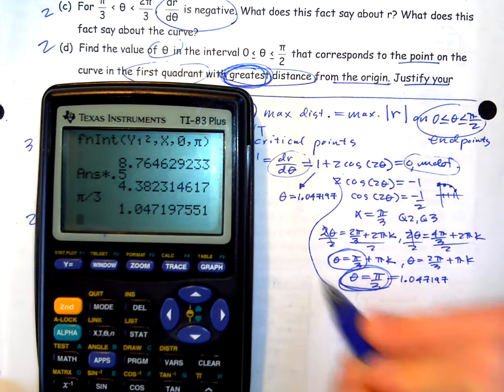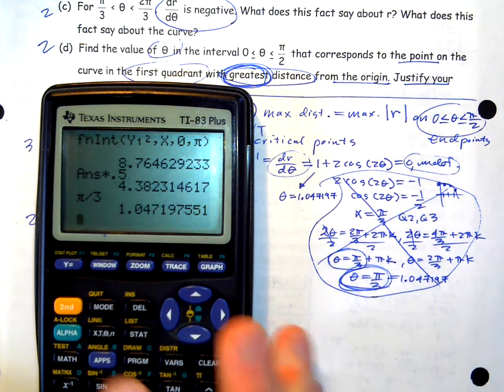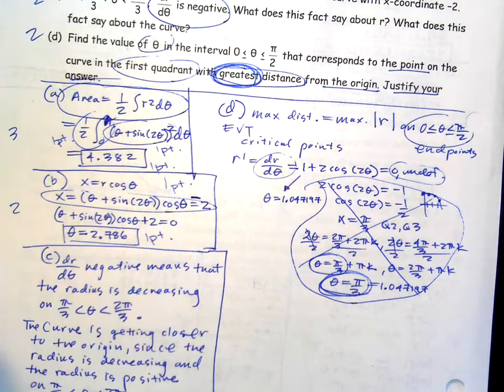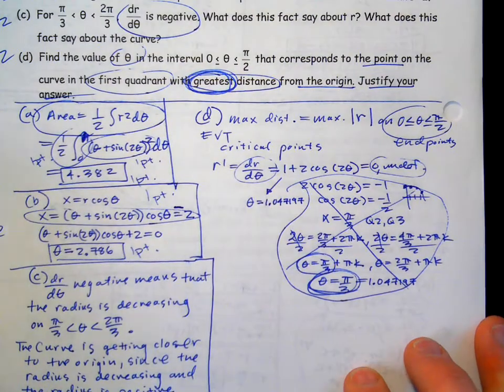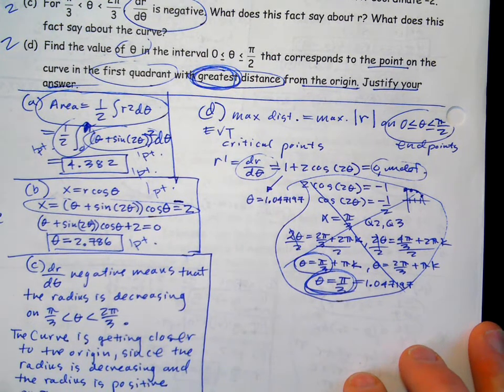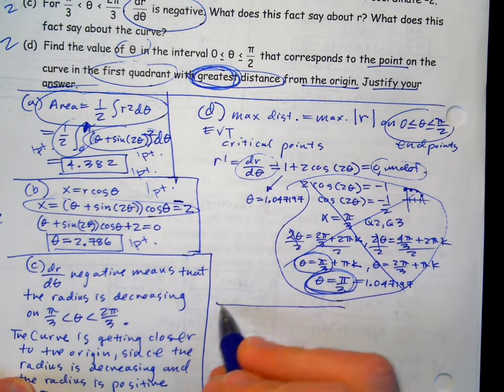Okay. I personally would have done it that way. Don't force yourself to do extra work if you have a calculator. It saves you tons of time and mistakes. Okay. So we have our critical points. We have our endpoints. We're going to make a table to just organize our information.